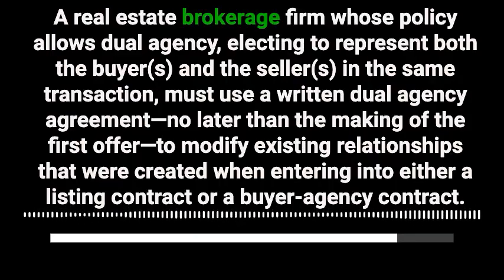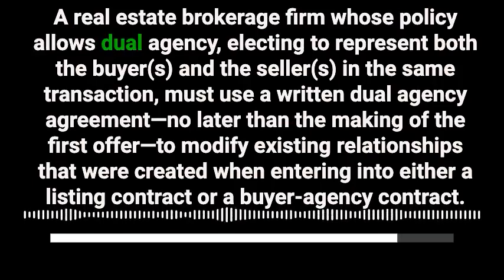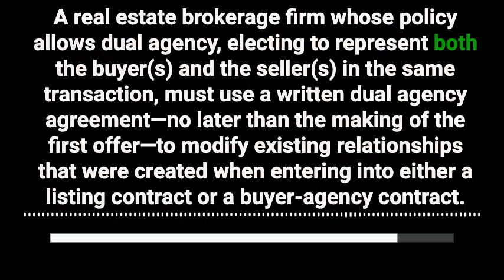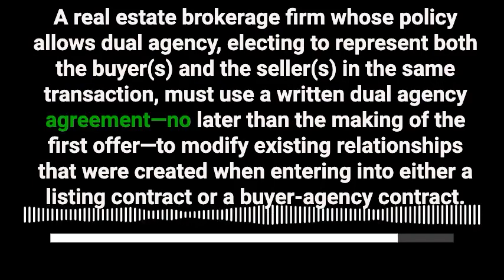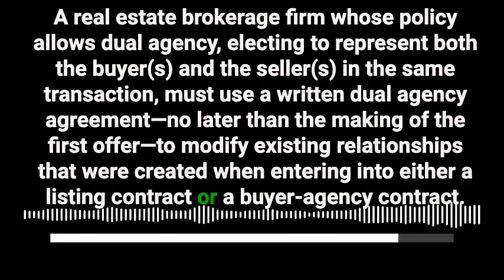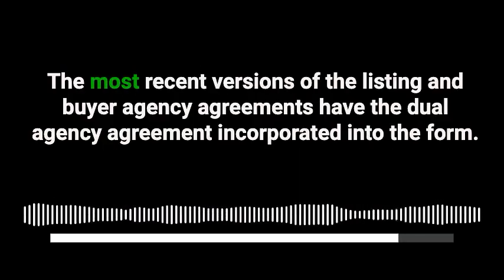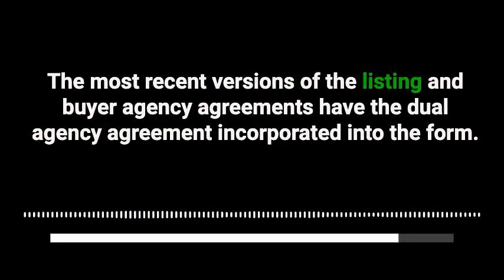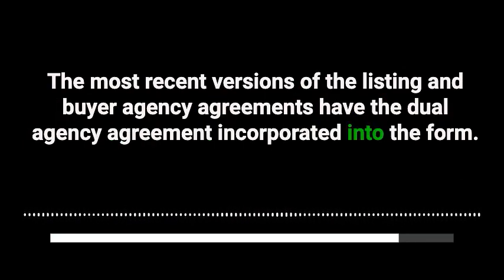A real estate brokerage firm whose policy allows dual agency, electing to represent both the buyer and the seller in the same transaction, must use a written dual agency agreement no later than the making of the first offer to modify existing relationships that were created when entering into either a listing contract or a buyer agency contract. The most recent versions of the listing and buyer agency agreements have the dual agency agreement incorporated into the form.